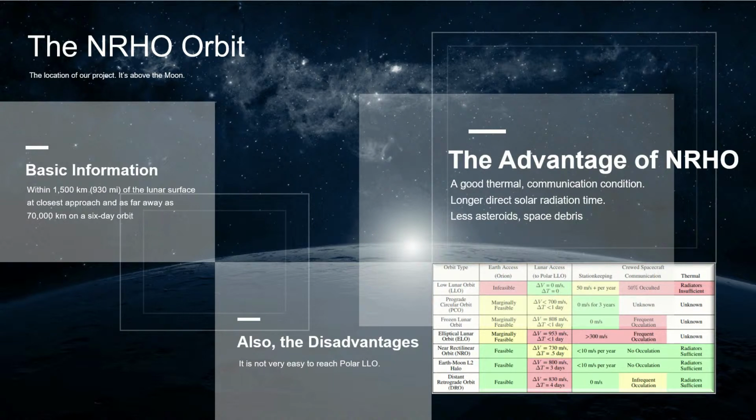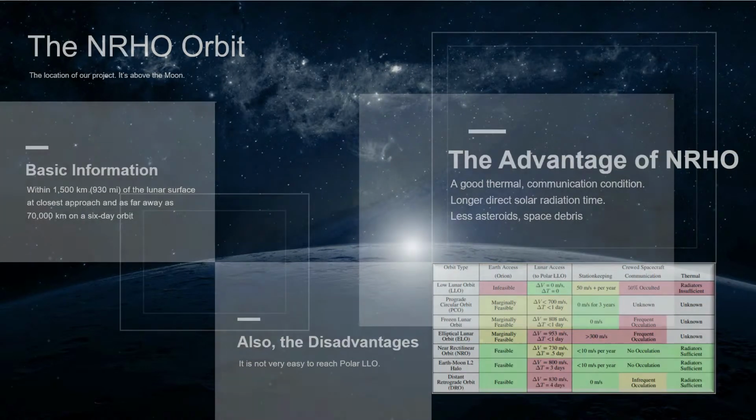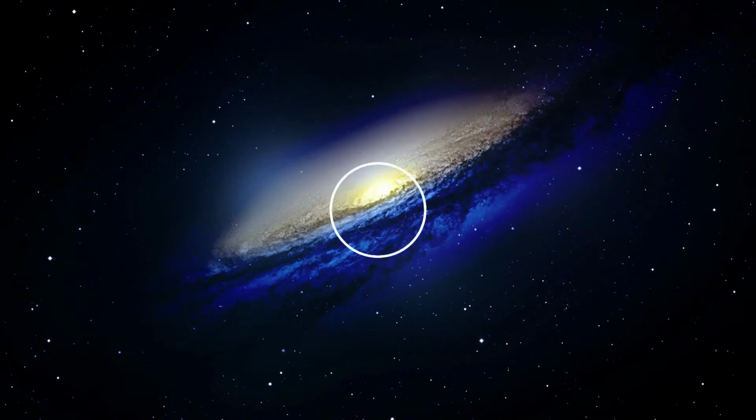One reason is that due to the low area of solar panels, we need a longer direct solar radiation time to get enough energy. In this orbit, we can always receive direct sunlight. Another reason is that it only costs less than 10 meters per second of delta V per year to sustain the orbit. Now we are going to move on to the next part, the life supporting system design.